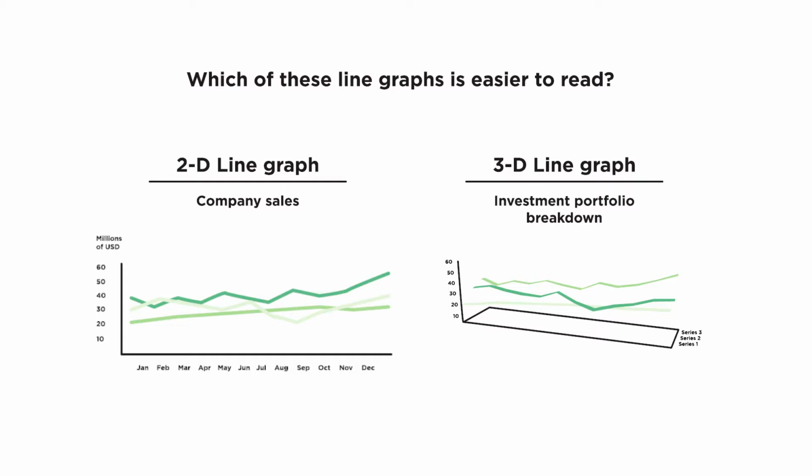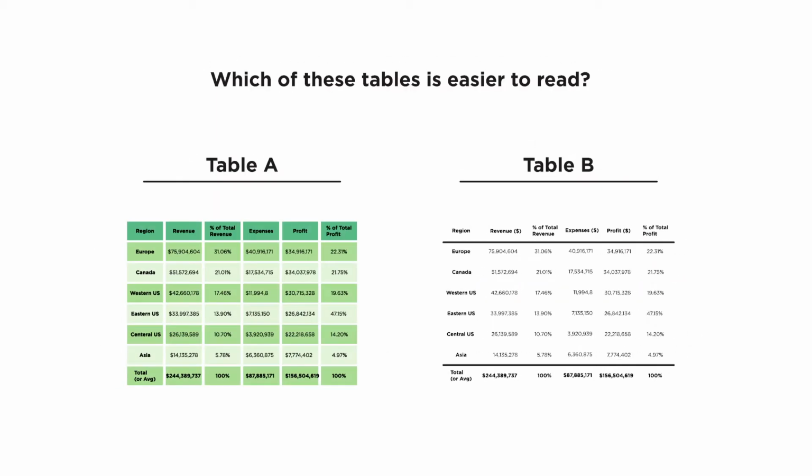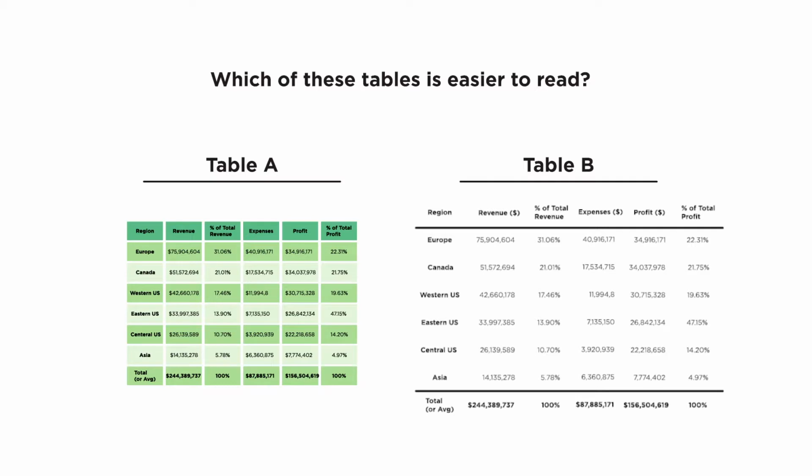and compare. Which of these tables is easier to read, Table A or Table B? If you guess Table B, you're correct. But why? Well, the grid, the fill colors, the unnecessary precision, and the redundant use of dollar signs all distract from the data that make it unnecessarily difficult to read and compare values.